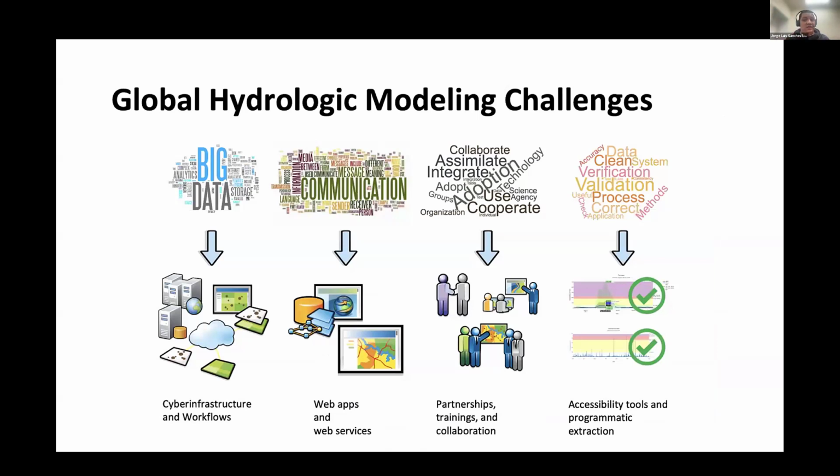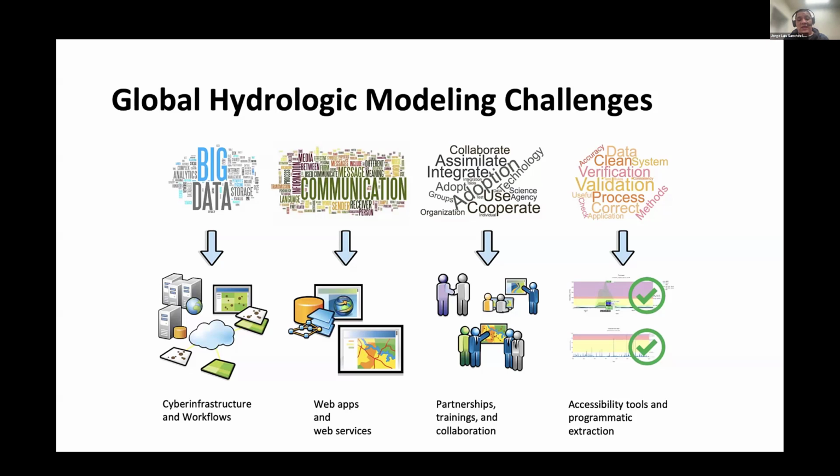So every single global model to be used at local scales needs to satisfy these four challenges. The first one is the management of big data, having an infrastructure and a workflow that allows downloading a big data set, running the model, and storing the outcomes of the model, but without having these types of problems. You can see that we spoke about that. This GEOGloWS model is doing that, and so it satisfies this one.